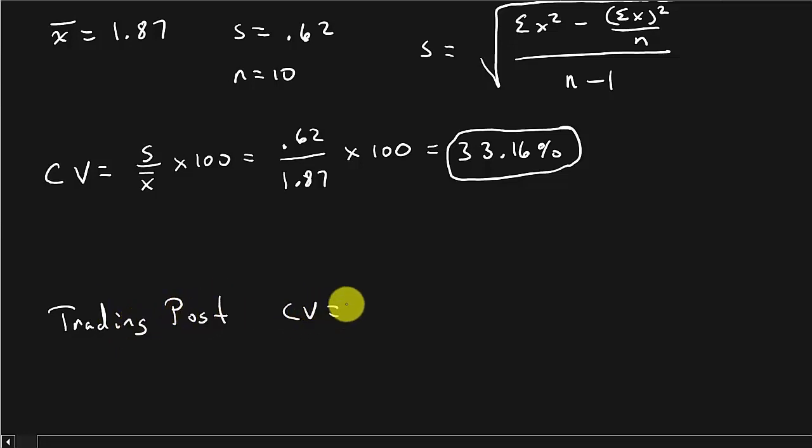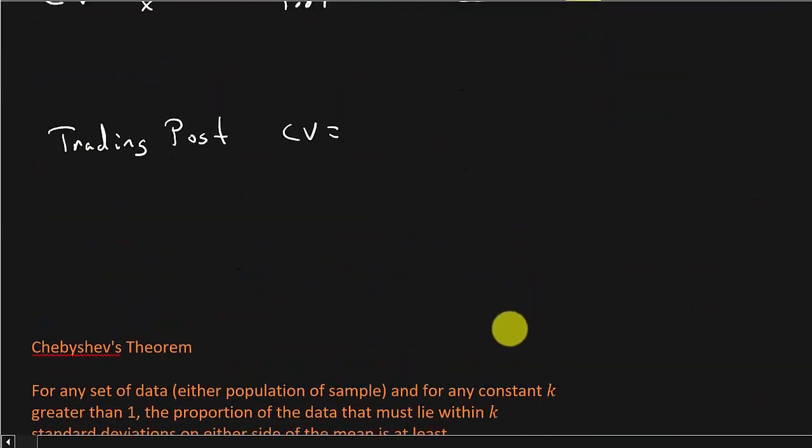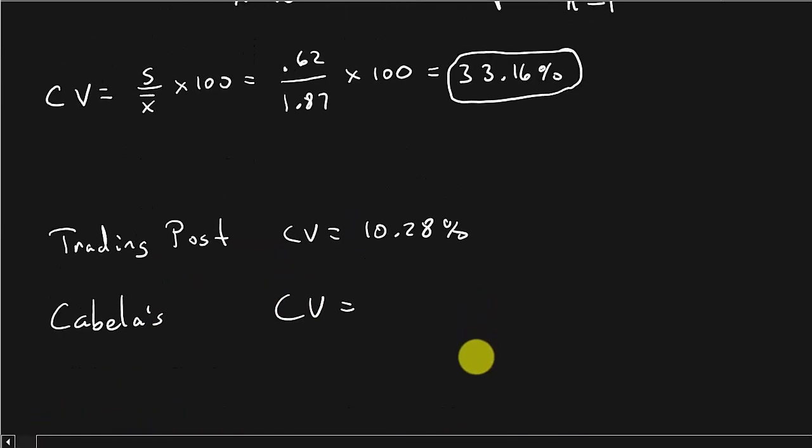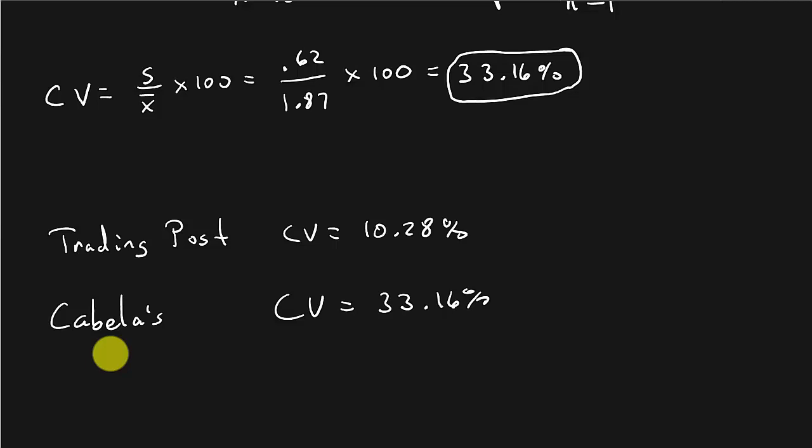The coefficient of variation was 10.28%. And for Cabela's, the coefficient of variation was 33.16%. So notice the coefficient of variation for Cabela's was, let's see, it might be about 3 times more than the coefficient of variation for the trading post.